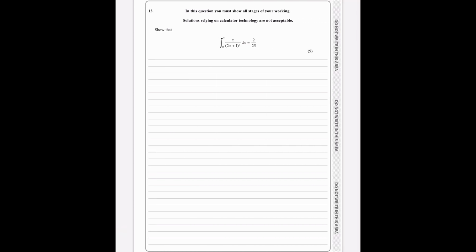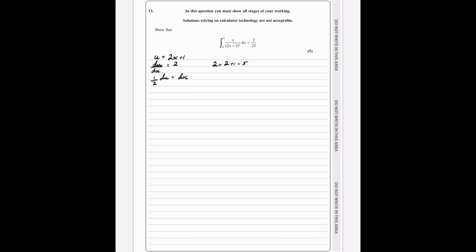Question 13, integration by substitution. So I'm going to use substitution u equals 2x plus 1. Differentiate that, du by dx equals 2. And then the purists will not like what I've done here. I've treated du by dx as a fraction, which of course it's not. But I'm rewriting that as a half du equals dx.